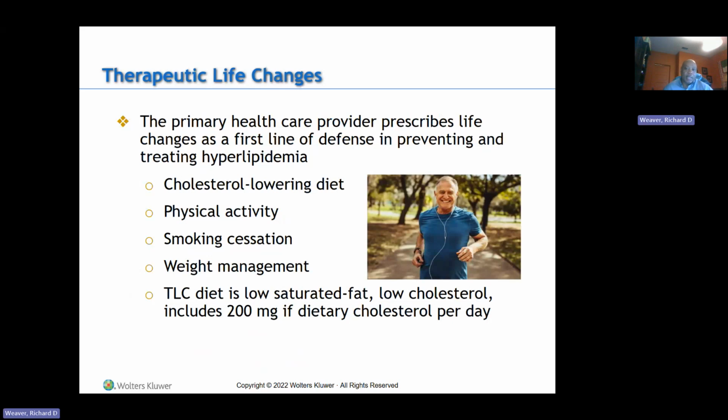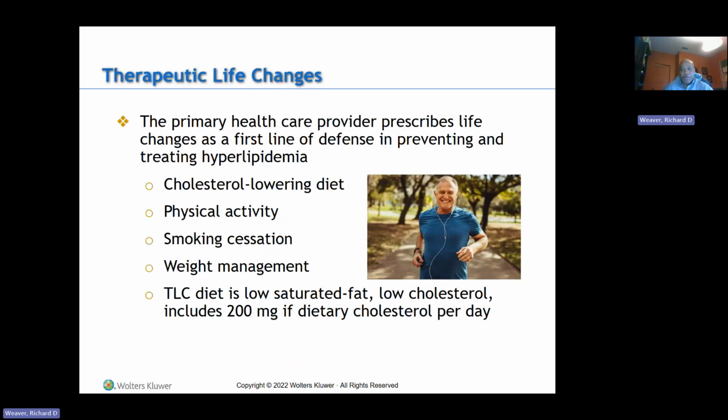The primary care provider may initially seek to control the cholesterol by encouraging what we call TLCs, or therapeutic life changes. This would include things like a cholesterol lowering diet, without the saturated fats and so forth. There's also physical activity that I mentioned, smoking cessation, and also weight loss management. Now, therapeutic life changes also speak to, again, the low saturated fat, low cholesterol eating plan that includes less than 200 milligrams of dietary cholesterol per day.